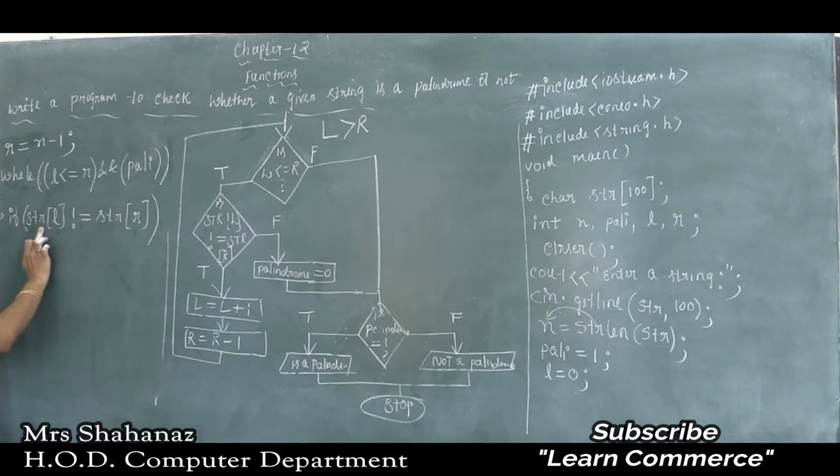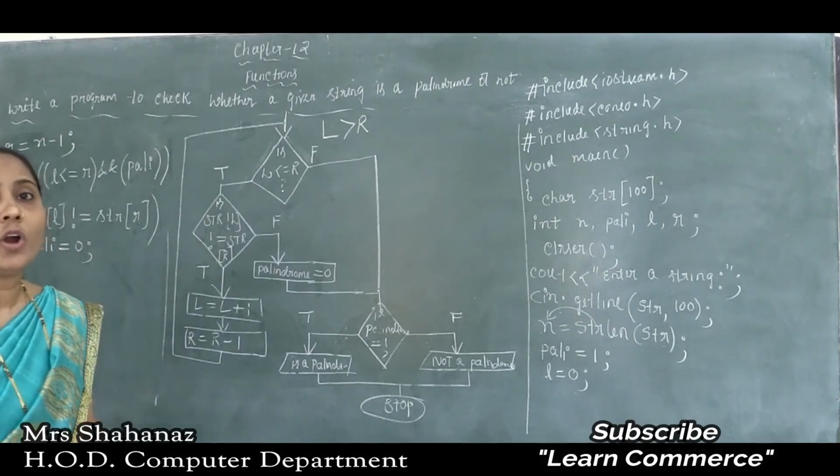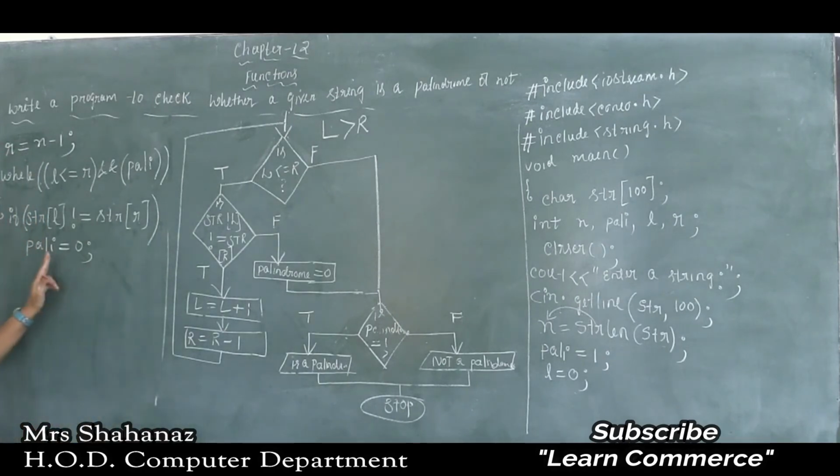If not equal, that means the left value is not equal to the r value, so it should set Pali value is equal to 0. Am I right? What is the meaning of Pali value is equal to 0? That means it is not a palindrome word. But when this condition is true, str of L is equal to str of r, then L plus plus. What is the meaning of L plus plus? That means L is equal to L plus 1.